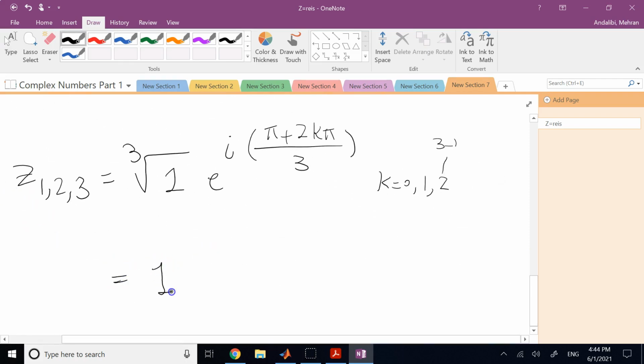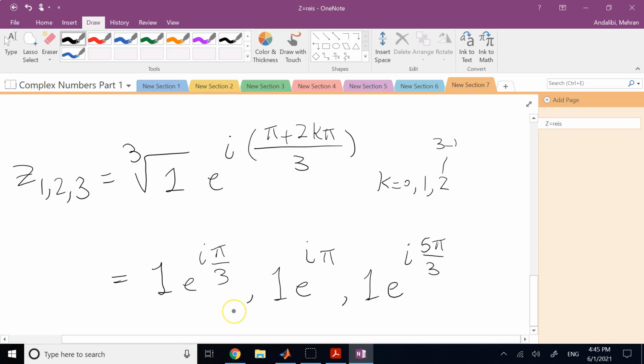So what are the solutions going to be? They are going to be 1 times, if I plug in 0 here, it is going to be pi over 3, so it is going to be e to the i pi over 3. That's the first solution. The second solution is 1 times e to the i, plug in 1 here, that's going to be 2 pi plus pi, 3 pi over 3, that's pi. And finally, you have 1 times e to the i, plug in 2, that's 5 pi over 3.